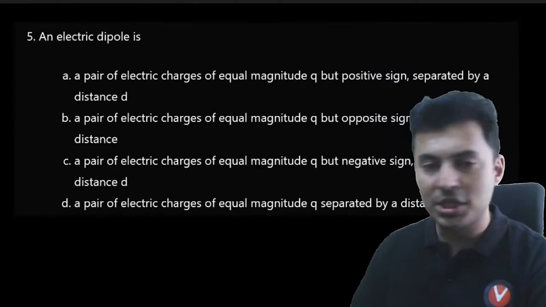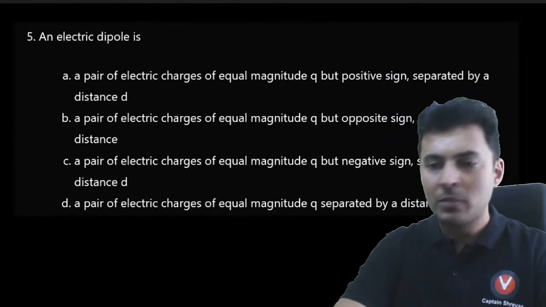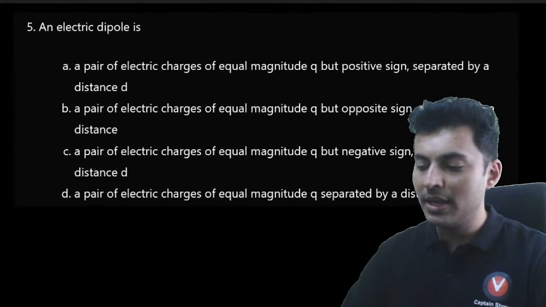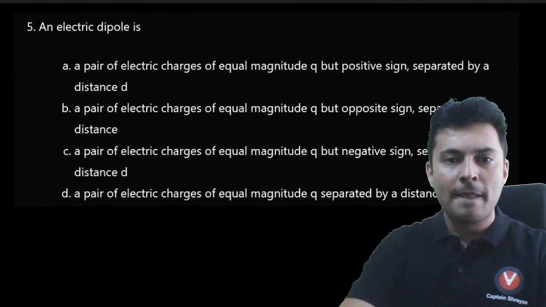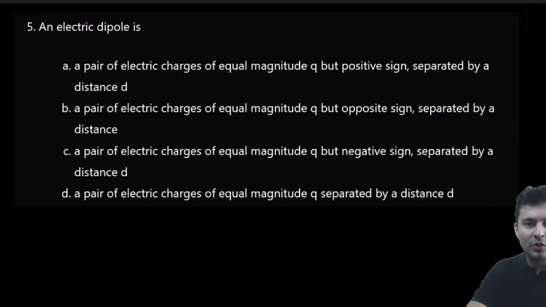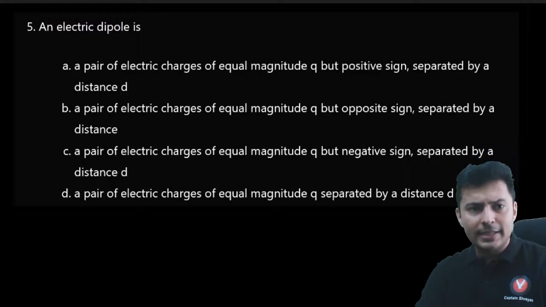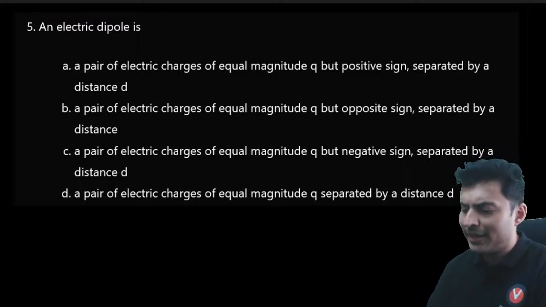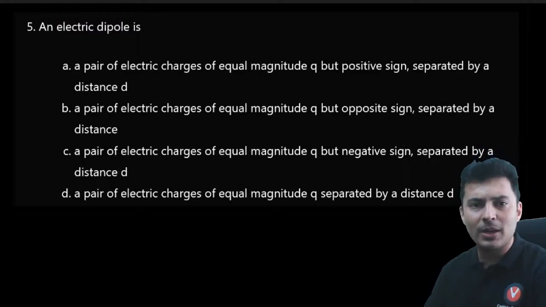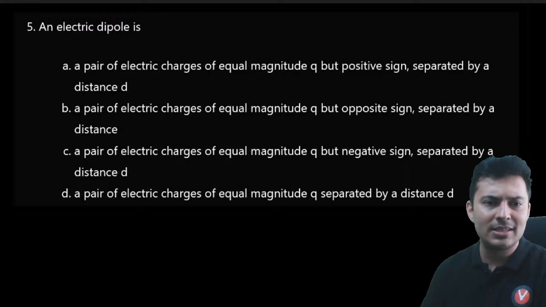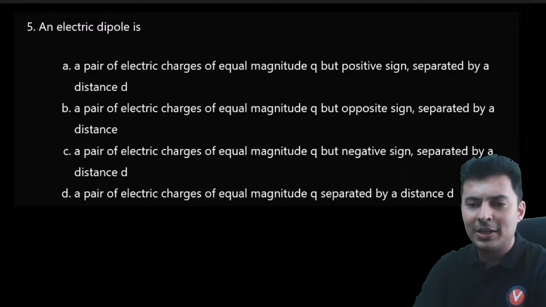Okay. Next question on your screen now. All right. Let me just move this on the side. Okay. An electrical dipole. Let me make myself smaller. Okay. I hope it is fine. Yeah. An electrical dipole is what? A pair of electric charges of equal magnitude of positive sign, negative sign, opposite sign, separated by distance d, etc. So all these things are given.